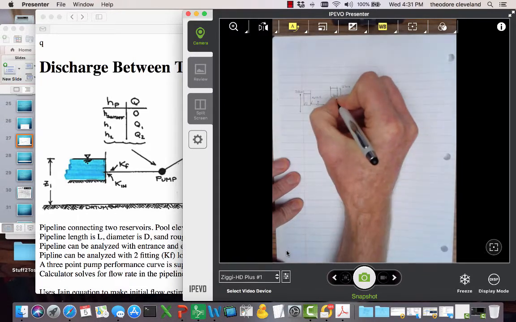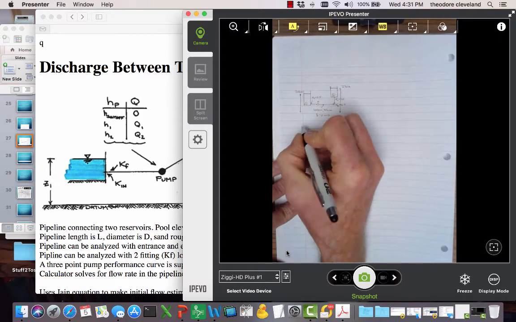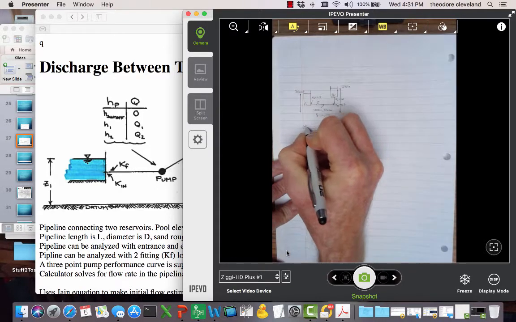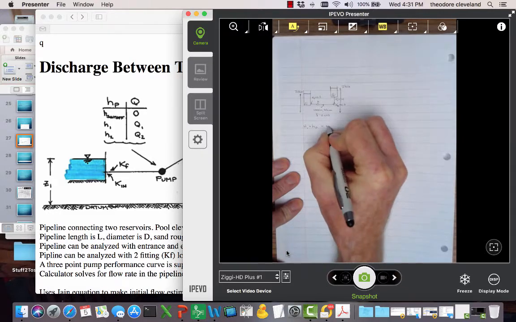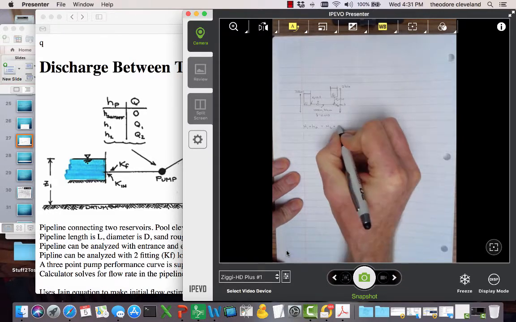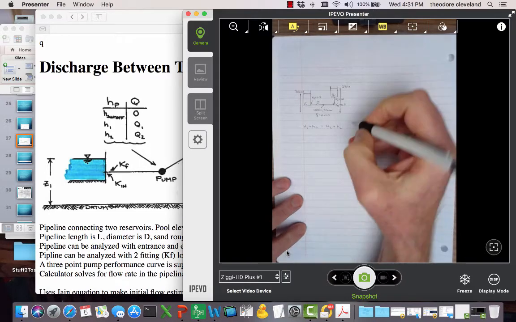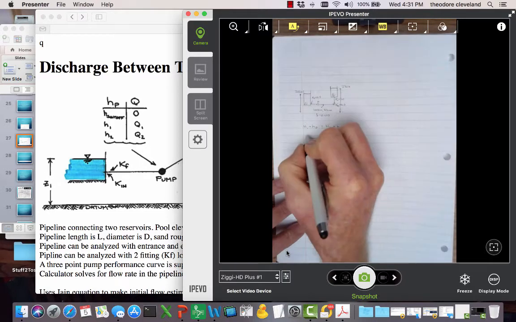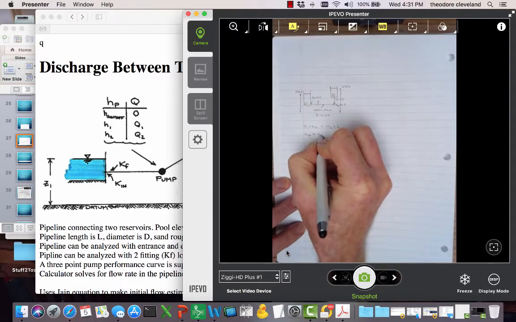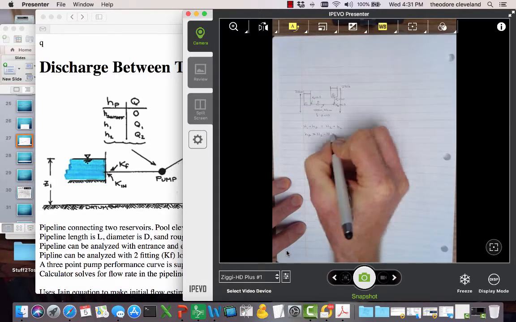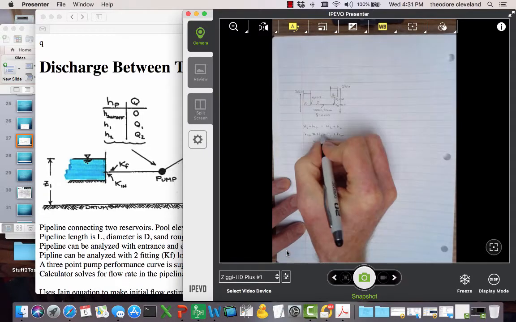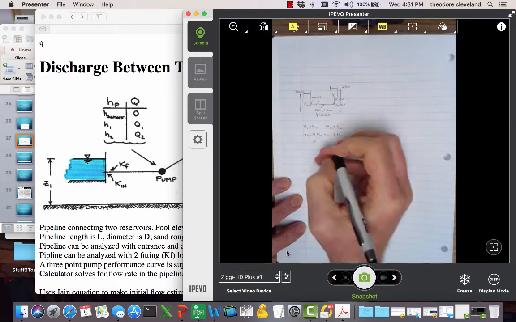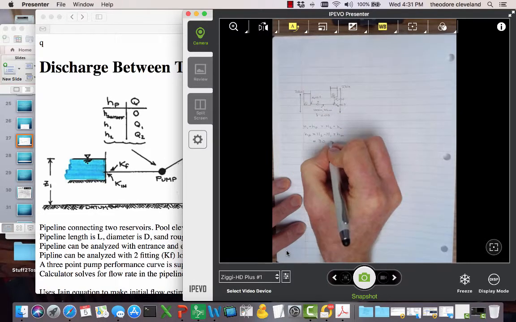So we have reservoir 1 and 2, and if we apply the energy equation, we have total head at 1 plus the added head at the pump is equal to the total head at 2 plus the head losses. So the added head the pump has to produce is H2 minus H1 plus head loss. We can do H2 minus H1 right away. That's 230 minus 200 is 30 plus the head loss term.